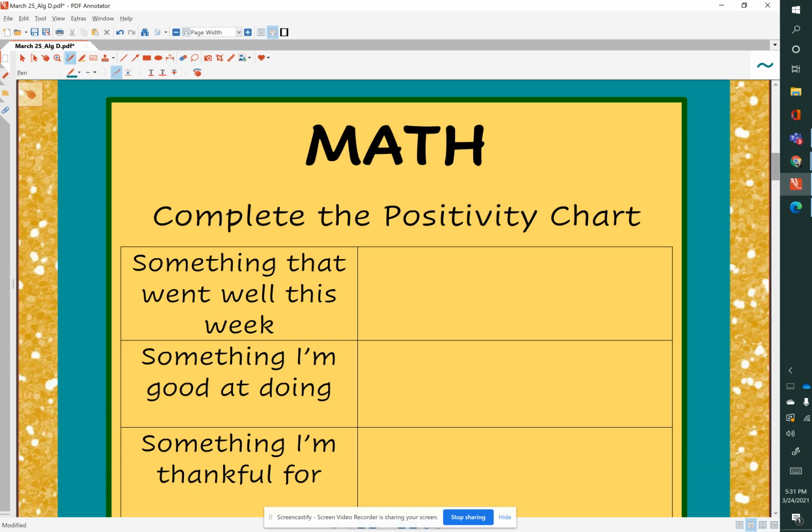just to keep our heads screwed on, pretty positive, we have a positivity chart. I love charts. I make charts for so many things. It's good to have an ordered mind, and that helps with math especially. So I'd like you to write something that went well this week, something that you're good at doing, and something that you're thankful for. And I'll share that I am certainly thankful for my students.